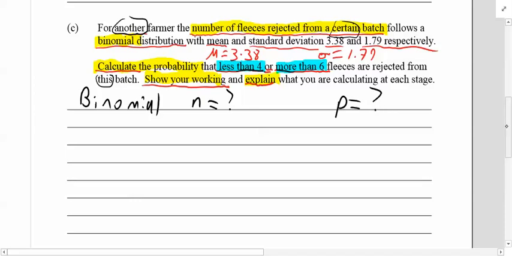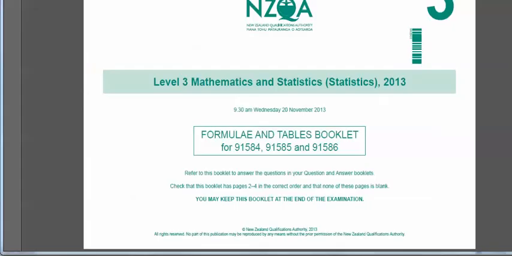Okay, how can we work it out? Well, what do we know? We know the mean and we know the standard deviation. Let's have a wee look at our formula sheet for the binomial distribution and see if that can shed some light on that situation for us. So formula sheet out, please. Here it is, so binomial page.